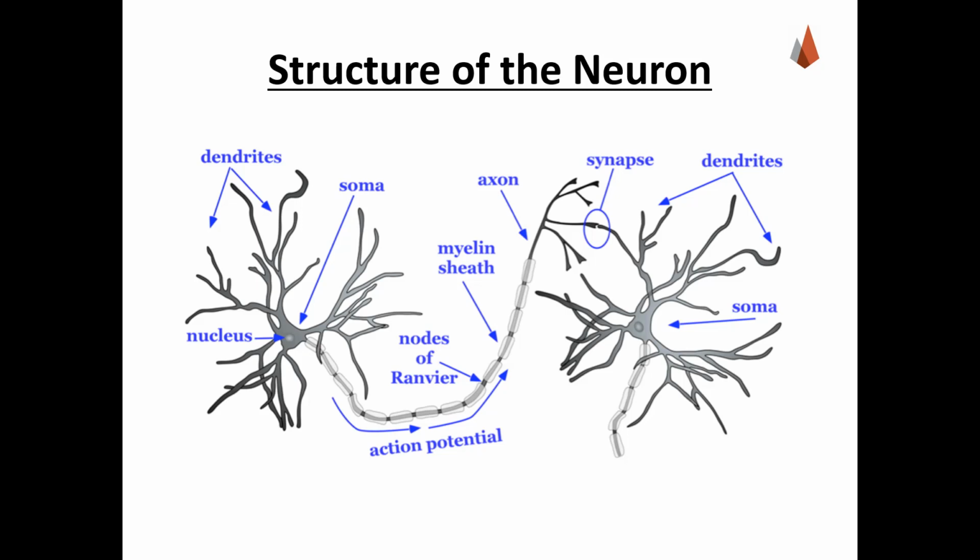Once the action potential reaches the end of the axon, that's where we've got those terminal projections and the presynaptic membrane. And you can see it's just a tiny little gap between the axon of one neuron and the dendrites of another. And that's where the chemical process happens. Let's take a look at another image.